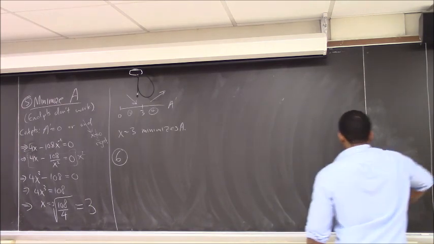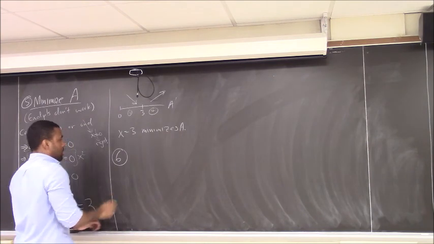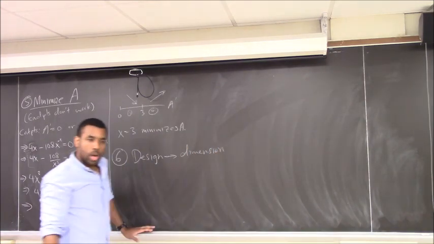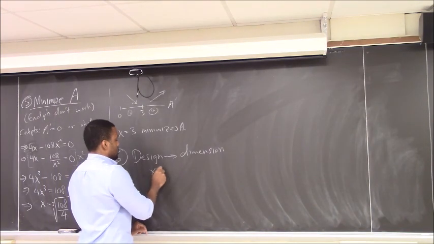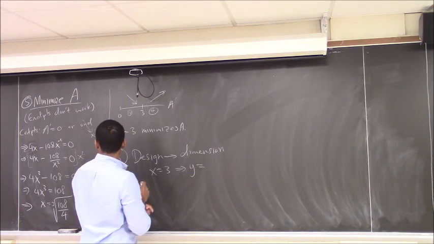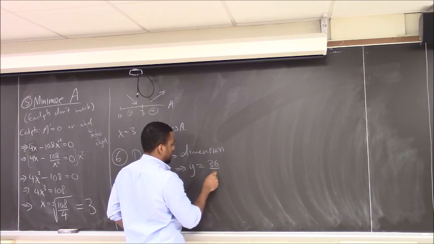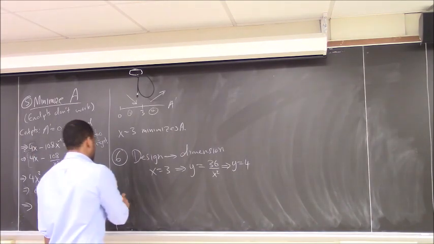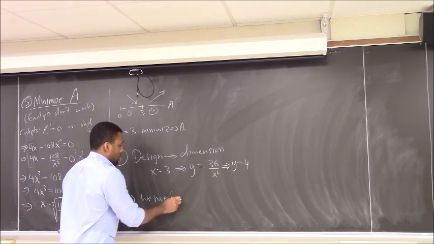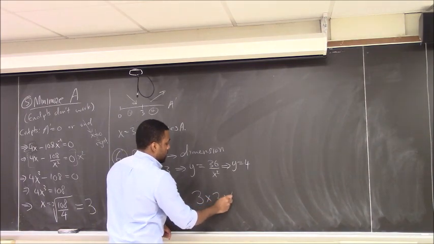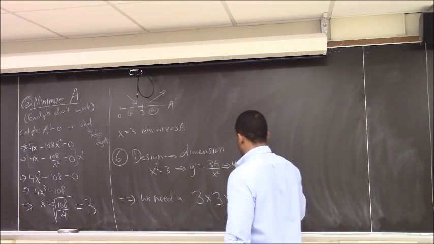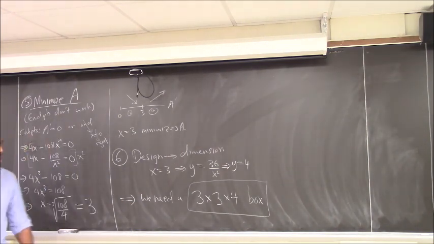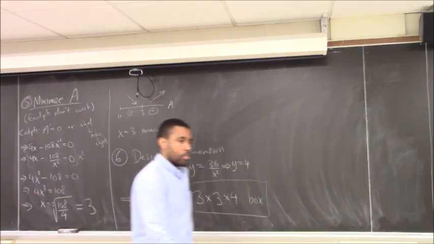Now the problem was to design a rectangular box, open. Design is talking about the dimensions. It tells us what length and width to construct the box, that's the design. You know that x equals 3. This means that your y was, what did we solve for y? It was 36 over x squared. So that means y equals 4, and x is 3, so we need a 3 by 3 by 4 box. That would be the box that has 36 cubic inches of space in it, and it uses the least amount of materials.